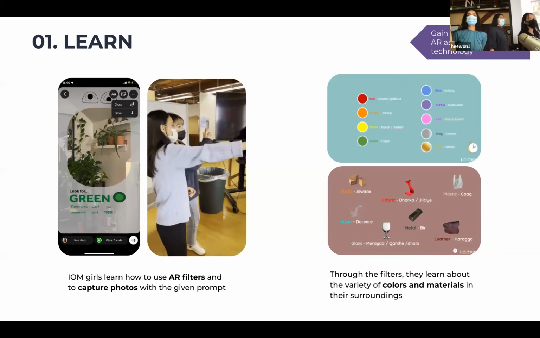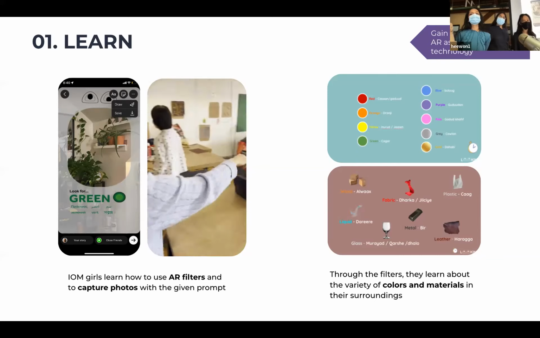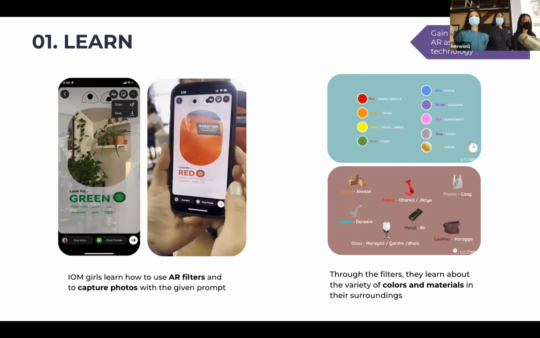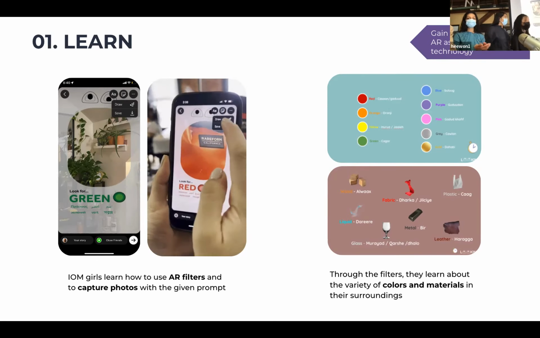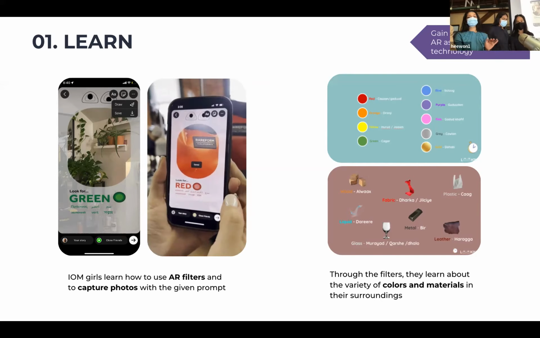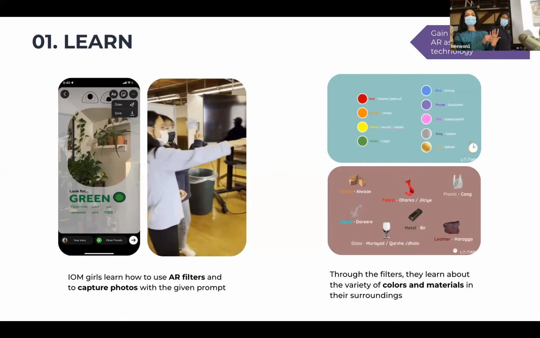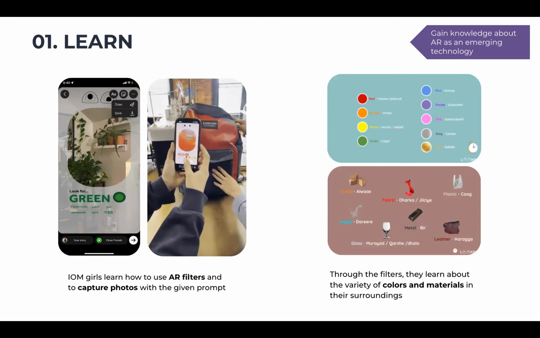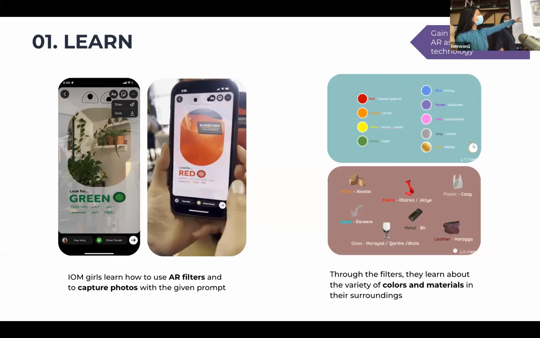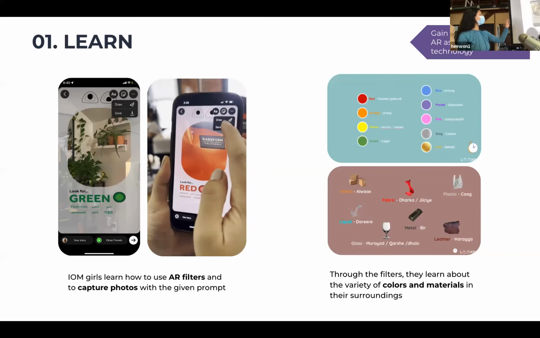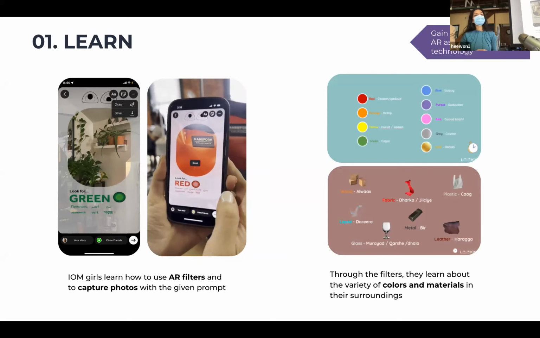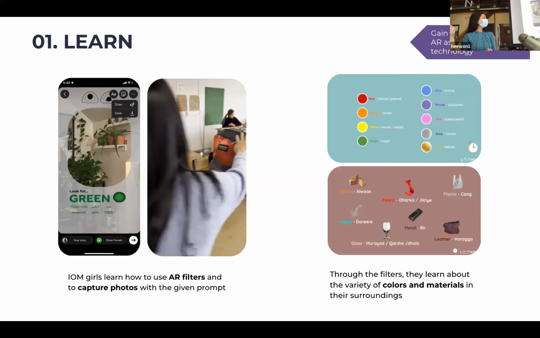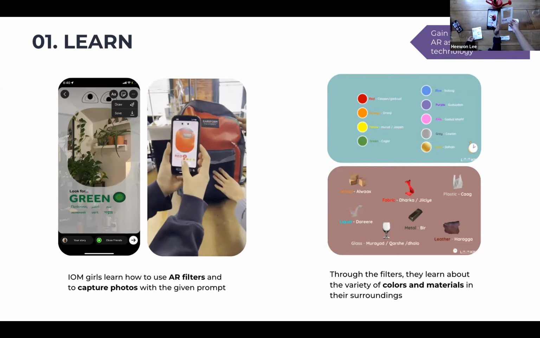So for the Learn stage, the IOM girls learned to use AR filters and some basics about photography using phones around a given prompt. AR stands for augmented reality, and these are filters that are computer-generated effects that can be superimposed on real-life images. In our example, we added a gray border to create this sort of viewfinder effect. We also wrote down different prompts on the filter, like green, with the various translations beneath them. Moreover, through these filters, they learned about a variety of colors and materials surrounding their products and their environments. And we have a demo.